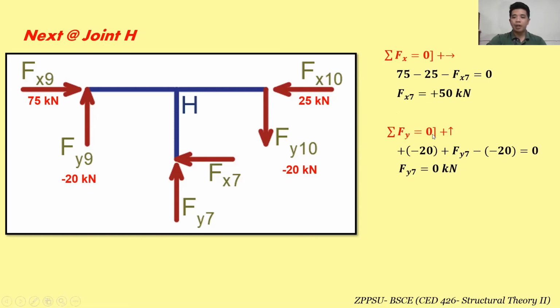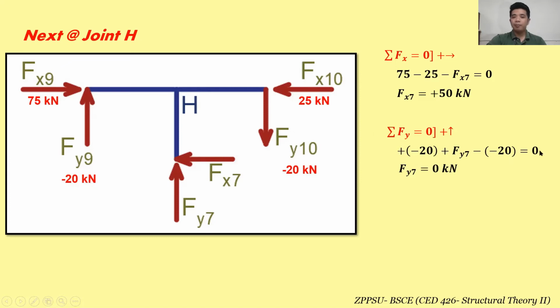So summation forces Y is equal to 0. So positive going up. So we have 20. Ito yung sinasabi ko kanina. Pataas siya, so positive. But you just carry the sign of that value. So negative 20 pa rin siya, but positive kasi pataas yung arrow. Plus Fy7 minus, because pababa siya, parenthesis, negative 20. So you just carry the sign regardless of the direction.